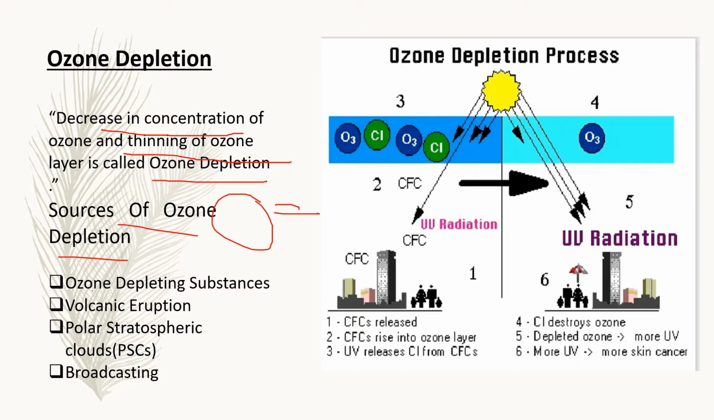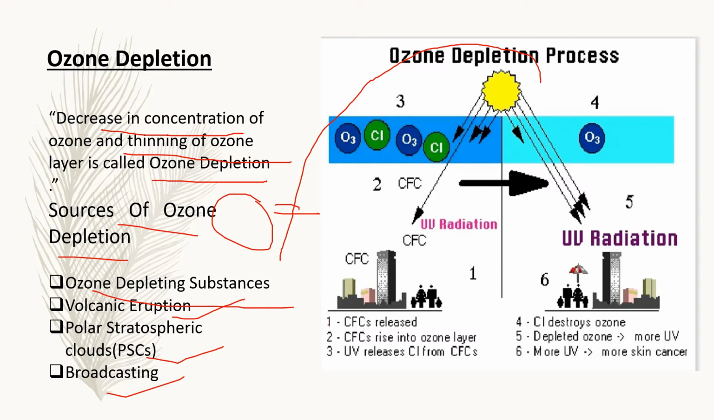And what are the sources responsible for the ozone depletion? First, ozone depleting substances. Second, volcanic eruption. Third, the polar stratospheric clouds and broadcasting. This diagram shows how the complete process of ozone depletion takes place.